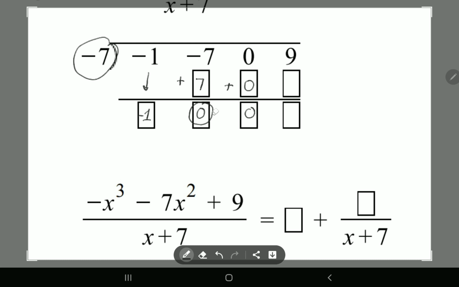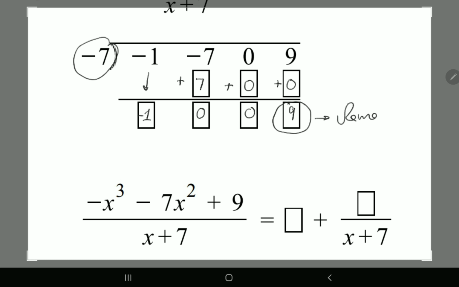Okay. Repeat the same process. Take this 0 that I have right here, multiply that by negative 7. 0 times negative 7, once again, is going to be 0. Place that into your fourth column. And remember, you're adding. 9 plus 0 is 9. And the last number here is known as your remainder. So we can place the 9 down here as our remainder.